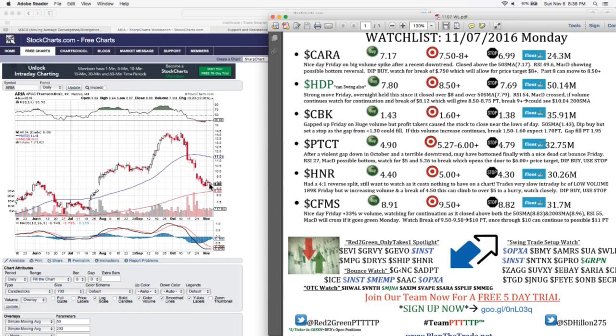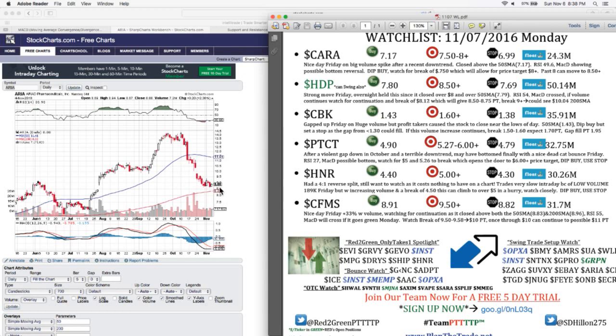So this is consolidating. It tried to push higher over here, came back down. Same thing now, it's trying to push higher again. So I'm just watching it. I like to watch my swing trades for at least 1 to 2 weeks before I get in, just to gauge the price action, gauge those support and resistance levels really well.